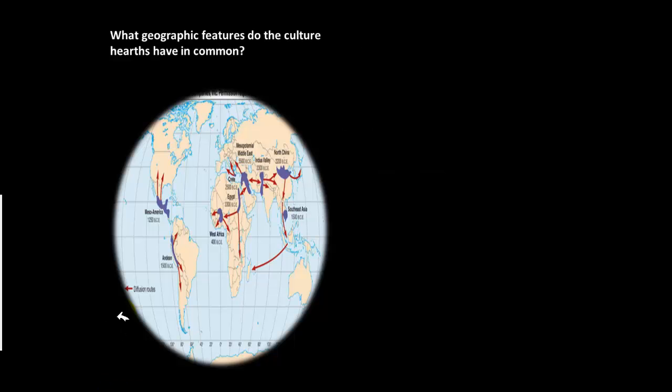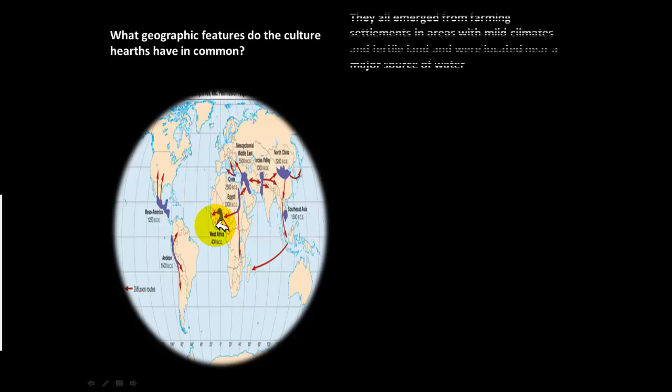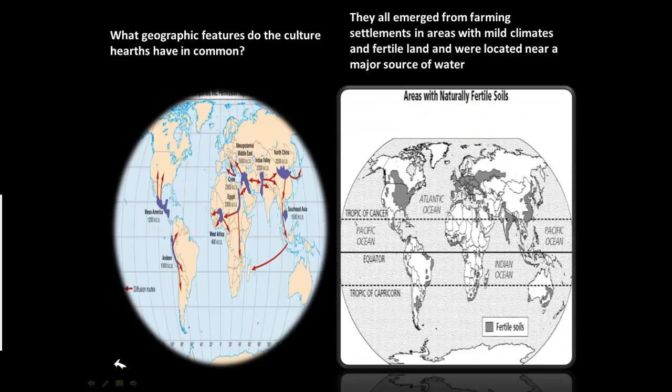When we're examining the cultural hearths, one question I want you to consider is what geographic features do we know that they have in common? Think about the things that we've just discussed in class, or even what I discussed in a previous video about where nomads settled. And what we'll see is that all of the cultural hearths became farming settlements. They were nomads who settled into places with very, very fertile land.